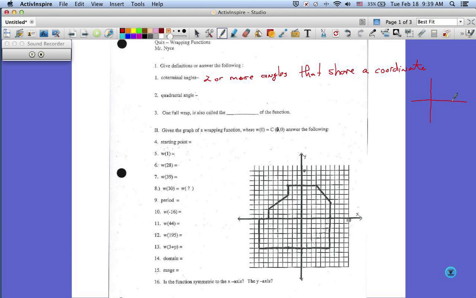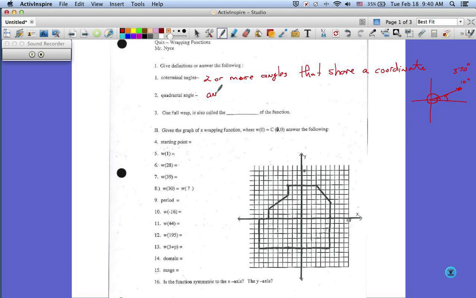Right? So initial ray, rotate 10 degrees. Okay, there's 10 degrees. And initial ray, if I rotate 360 and another 10, okay, they would both end and have a coterminal ray at the exact same spot.